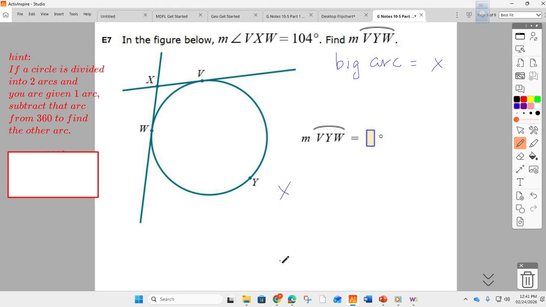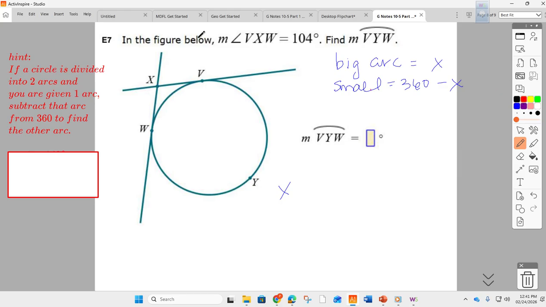Now, if the measure of the big arc was 260, like one of our last examples, we take 360, subtract 260, and we know the other arc is 100 degrees, right? But if we don't know the measure of either arc, we can still use that premise. So the small arc is just going to be 360 minus the big arc. All right, I'm going to show you how we use that.